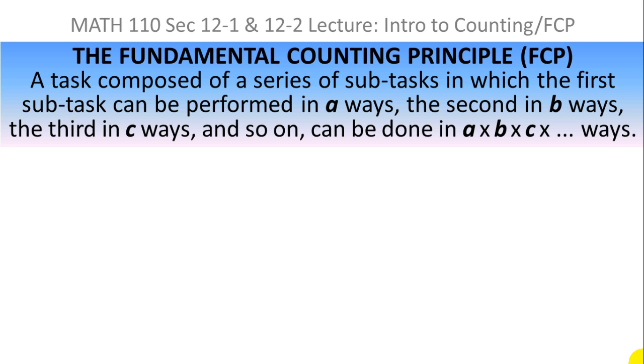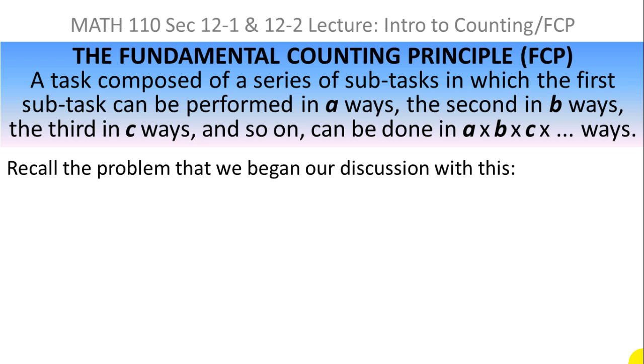And here's what the fundamental counting principle says. It says a task composed of a series of subtasks in which the first subtask can be performed in A ways, the second subtask can be performed in B ways, the third subtask can be performed in C ways, and so on like that. The task itself can be done in A times B times C ways. You just multiply all the number of ways for the subtasks together, and that product is the number of ways the whole task can be done.